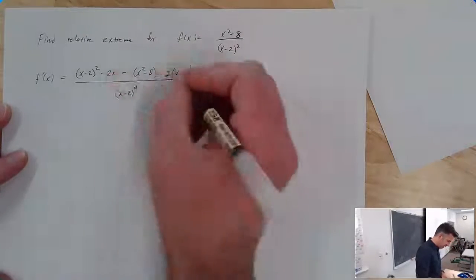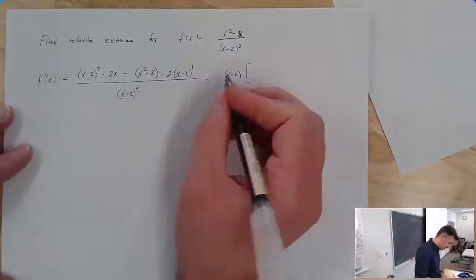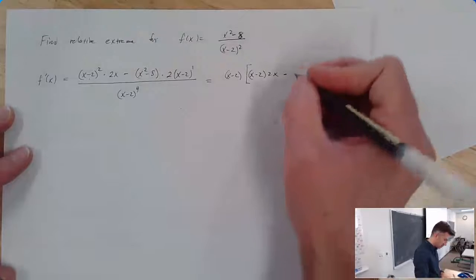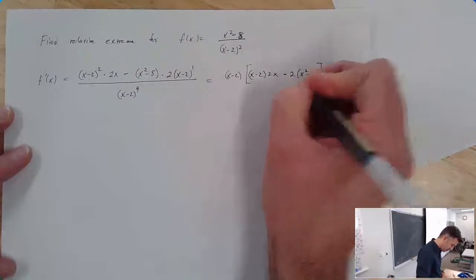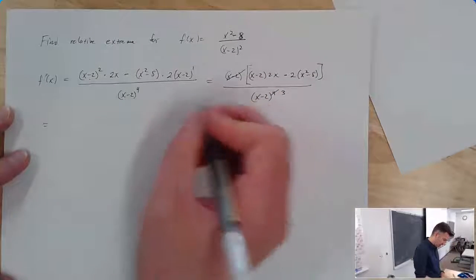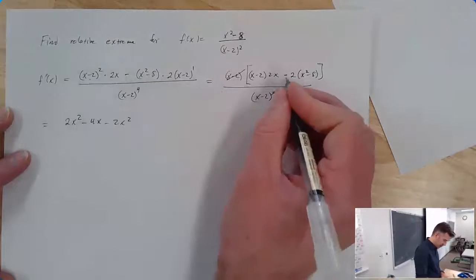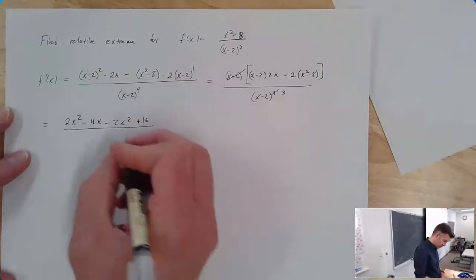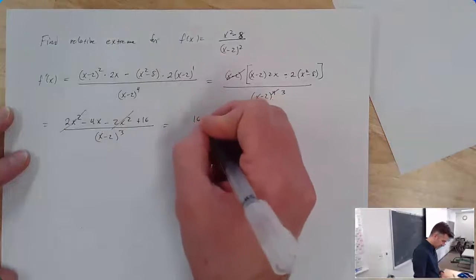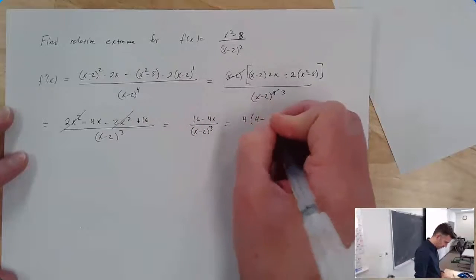Simplifying this, I can factor out an x minus 2 from here and here. I could have factored out a 2 as well. So I get x minus 2 times 2 times x squared minus 8 over x minus 2 to the fourth. I can cancel one of those and one of those. On top I've got 2x times x minus 2, which is 2x squared minus 4x, minus 2x squared, minus 2 times minus 8, which is plus 16, all over x minus 2 to the third. The 2x squared terms happen to cancel out, which is nice. I'm left with 16 minus 4x over x minus 2 cubed, or with a tiny bit of factoring, 4 times 4 minus x over x minus 2 cubed.